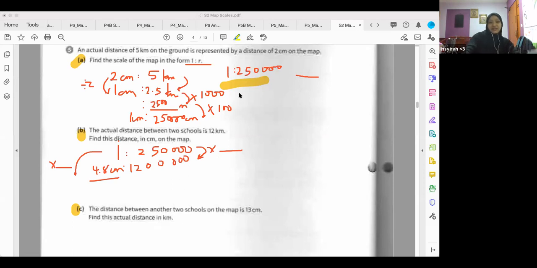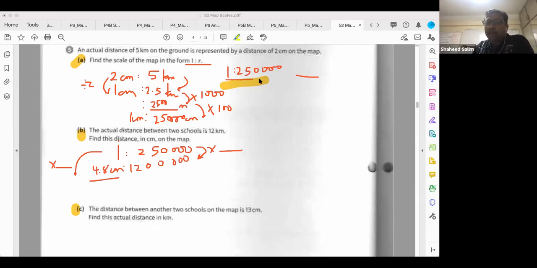Okay, now down here, this is the ratio. And then your new distance in reality is 1.2 million cm, which is actually like what you have found out. So you must find out how much this is on the map, because they want to know this distance in cm on the map.